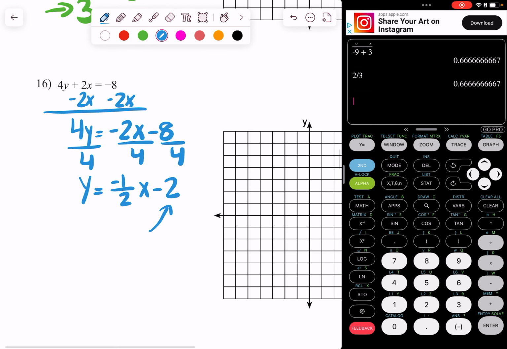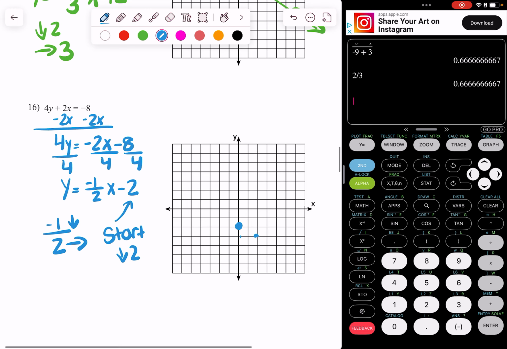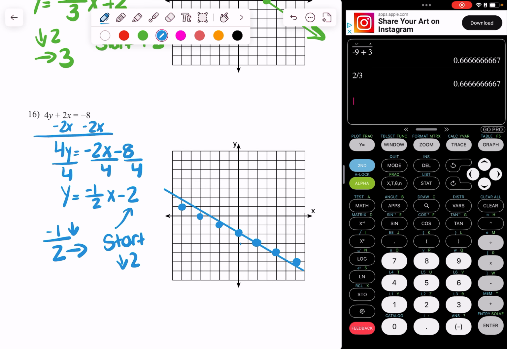We will start at the b value, which here is a negative 2, meaning we will go down 2. Now this slope is negative, meaning we are going to have a line that's going to go down and to the right. Down 1 to the right 2. Down 1 to the right 2. When you can't do that anymore, you're going to go up and to the left. Up and to the left. We now connect our points, and we put some arrows.